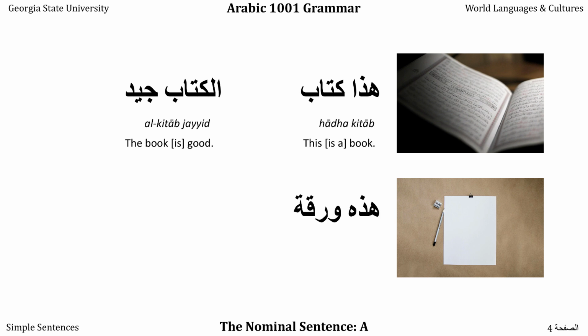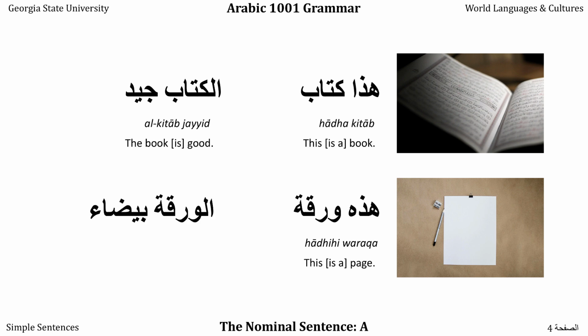Here's a piece of paper. Hadahi waraqa. This is a page. We've gone from definite, because hadha and hadahi are always definite, to indefinite. Waraqa is indefinite. So this a page means this is a page. We've gone from definite to indefinite, so we have a sentence.